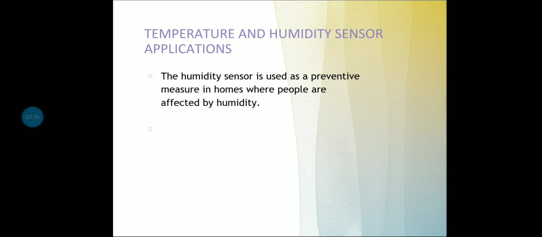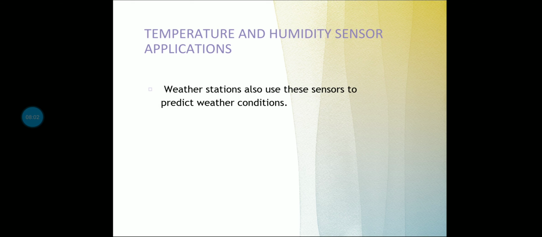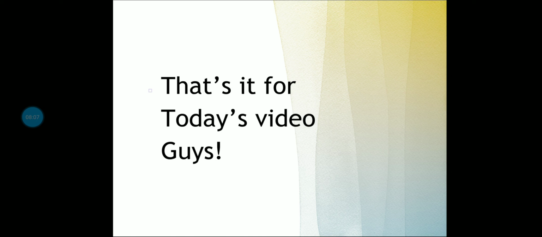Humidity sensors are also used as a predictive measure in homes, where people are affected by humidity. Or sometimes it may happen that the slab of your house is leaking, when your roof is leaking. To solve such a problem, you can use this type of sensor. Weather stations also use this type of sensor to predict weather conditions.